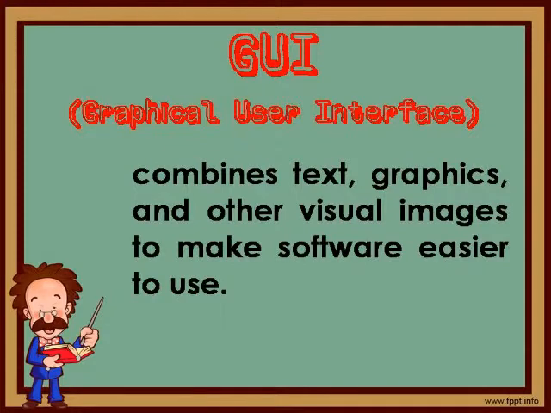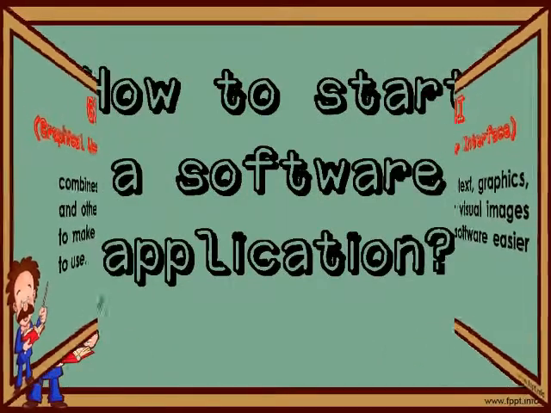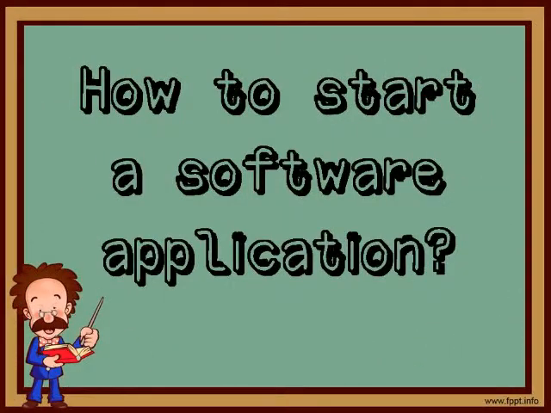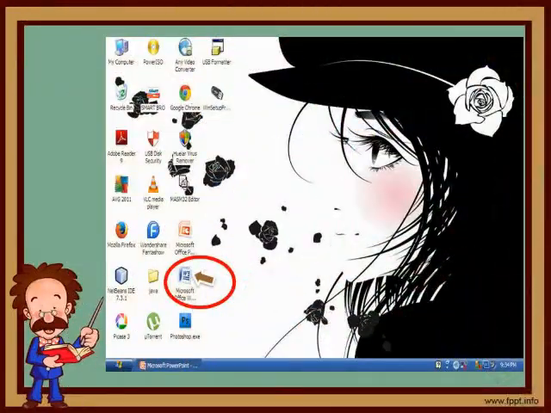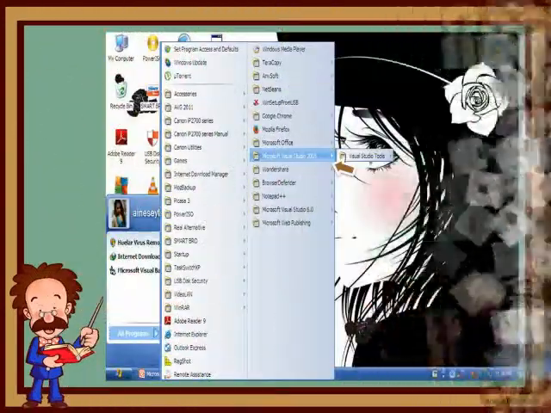I will now explain to you on how to start a software application. But let us first tackle the different factors that we will meet on starting a software application. One of those is desktop. This is an on-screen work area with common graphical elements such as icons, buttons, menus, links, windows, and dialog boxes. A software application can be started by clicking its program name on a menu on desktop or a list of commands in the Start menu.